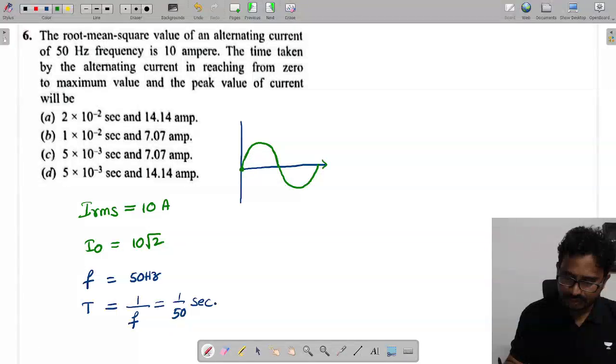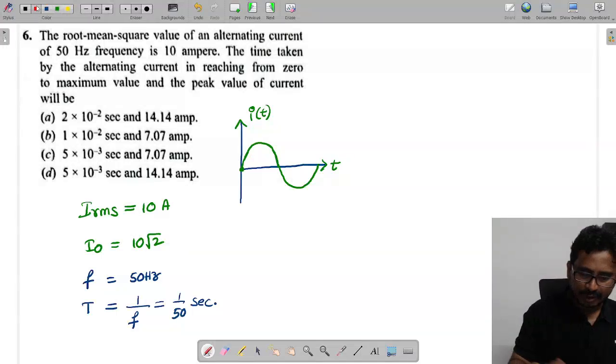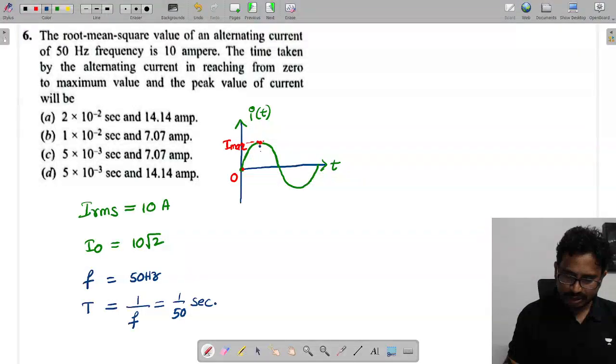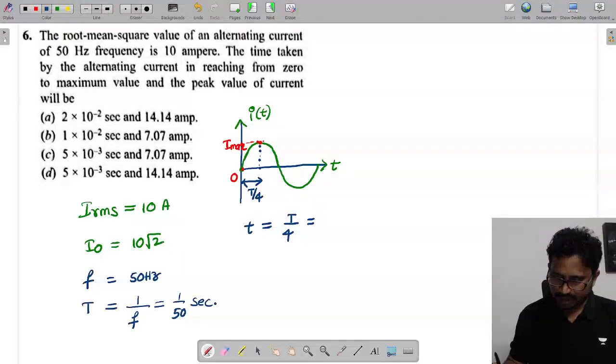Here this current is 0, and here this current is at its maximum value. This is I max. So how much time will it take to come from here to here? This is T by 4. So what will the time be? T by 4 is equal to what? Capital T is 1 by 50, so it is 1 by 200.